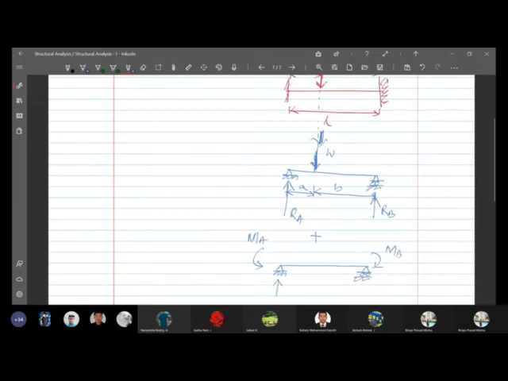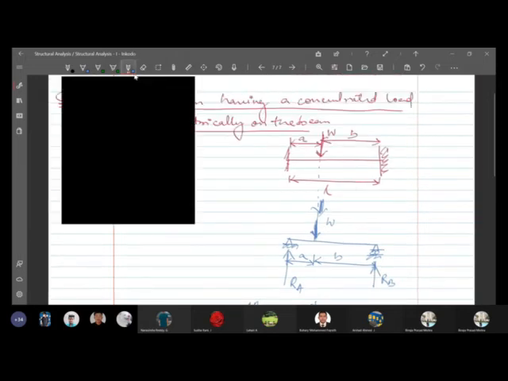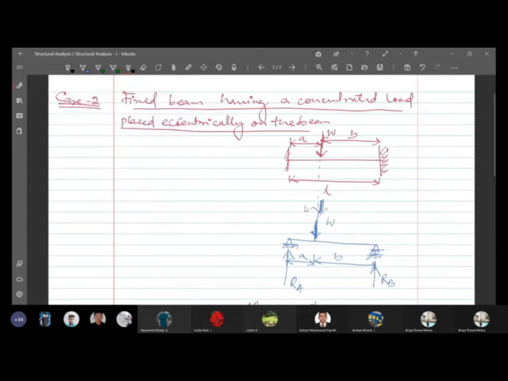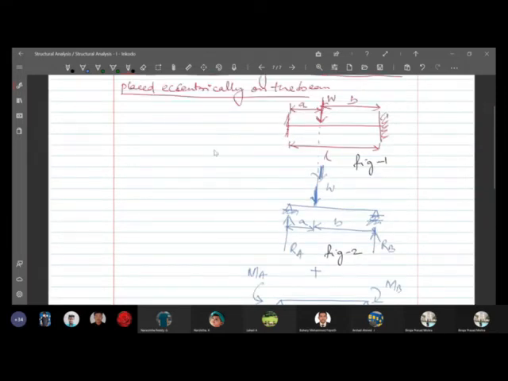Sorry, I think this is R and this is R. Let us say this is figure 1, this is figure 2, this is figure 3. Now, for this, what will be the free body diagram?